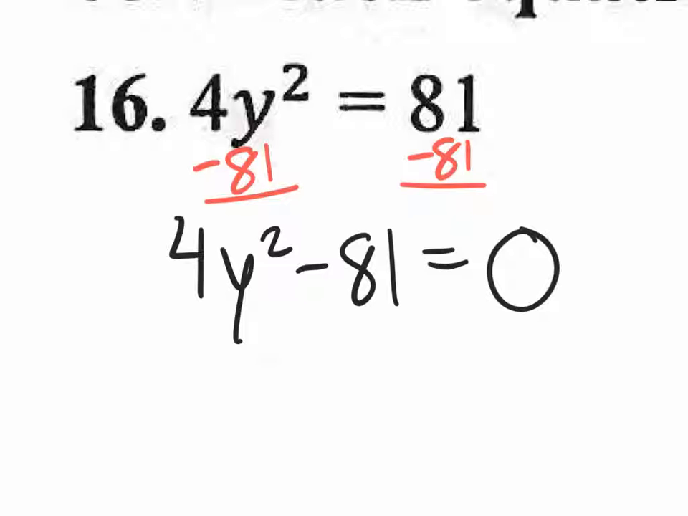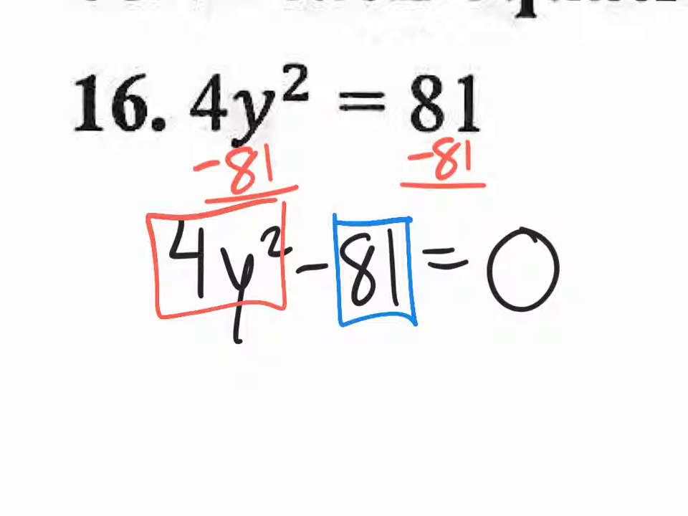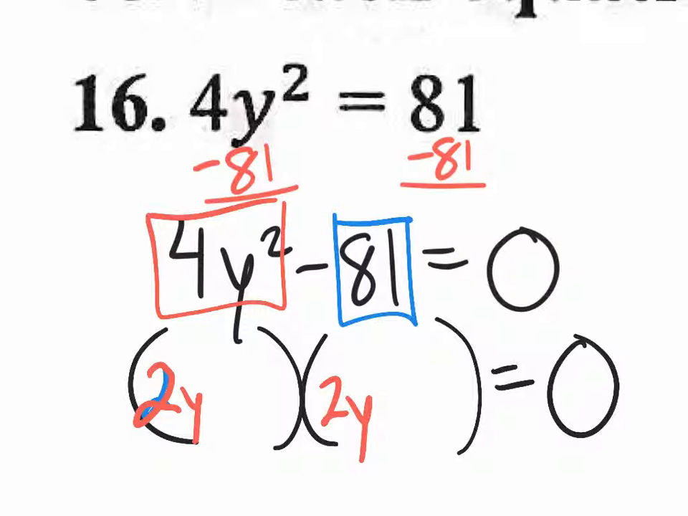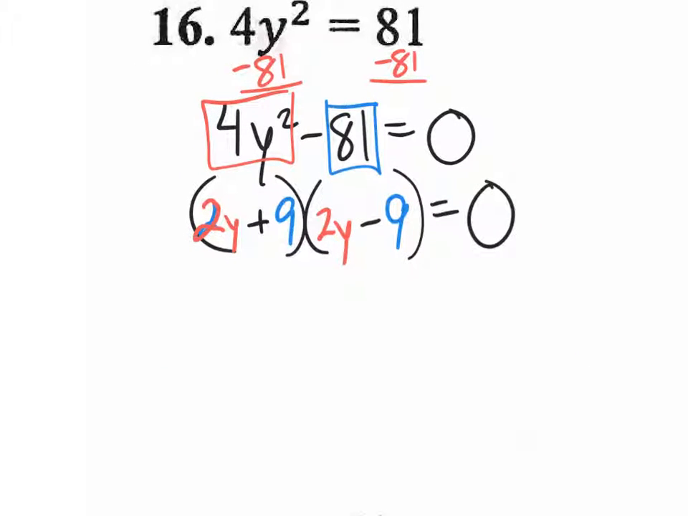Okay, so do I have a difference of 2 squares? Yes, I have a difference of 2 squares. Here's a perfect square term, and here's a perfect square term. So let's use our difference of 2 squares factoring method to rewrite it as what? What's the square root of 4y squared? 2y. And what's the square root of 81? 9. What signs belong between them? 1 plus, 1 minus.